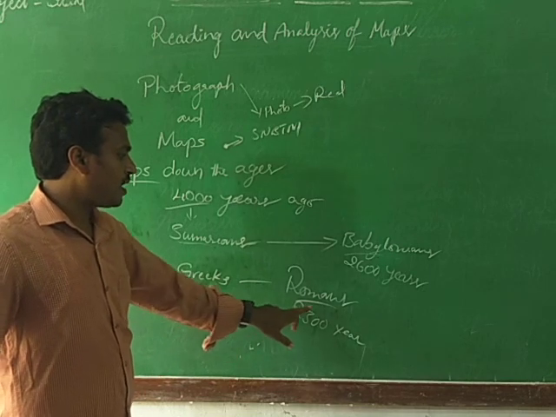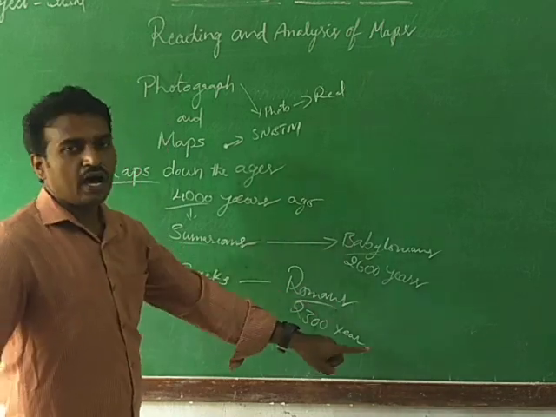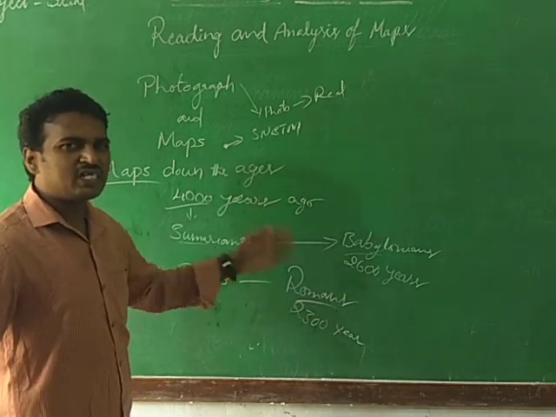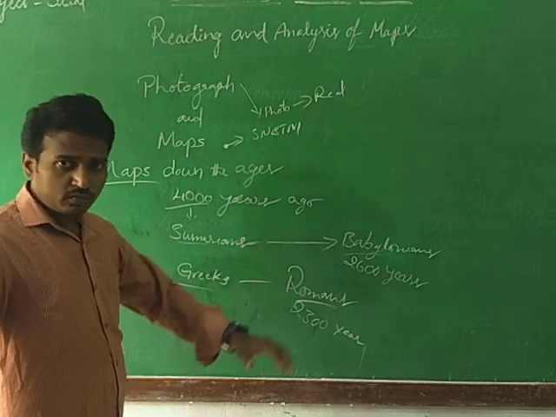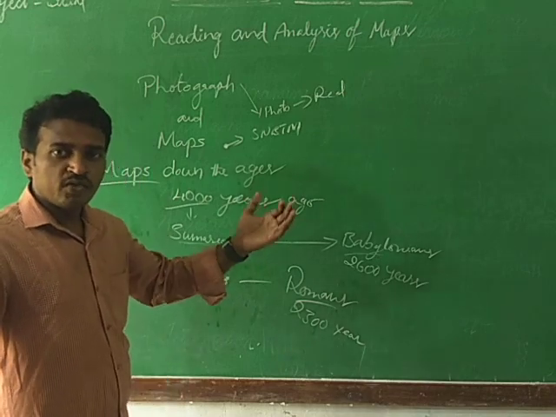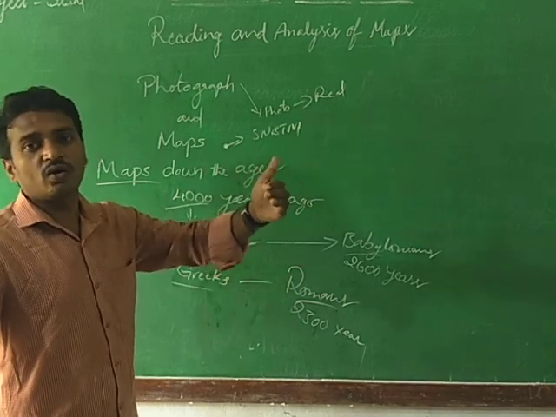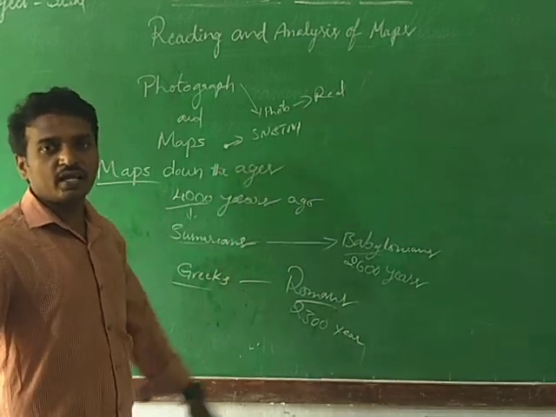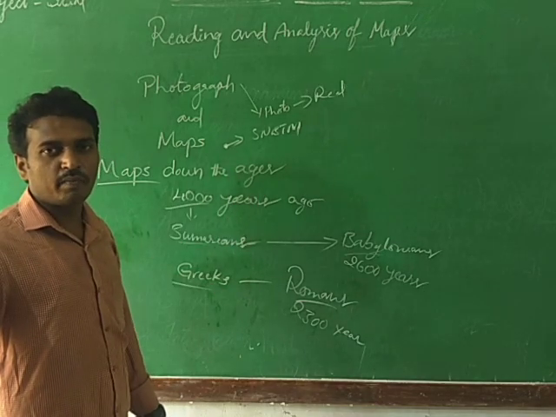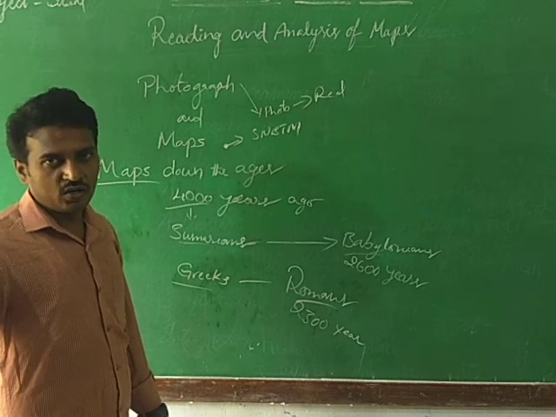And after the Romans, again Greeks entered to prepare a new map. Why? They were not satisfied with their descriptions, with their maps. Something is there, something they want to know, something they want to get information regarding the other areas. That is why Greeks again entered to prepare the new map by following the latitudes and longitudes.